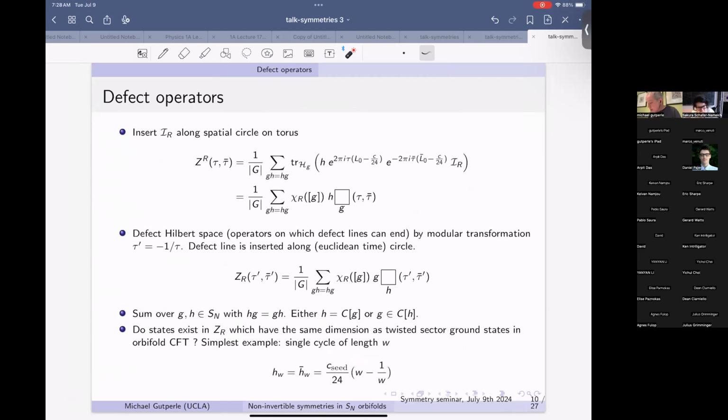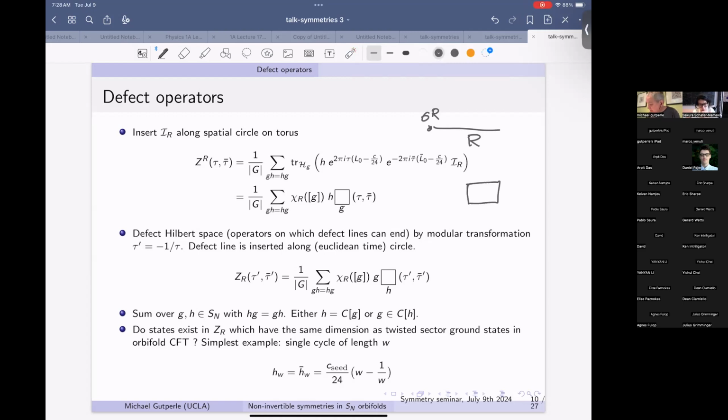Yeah, so obviously, one of the defining and interesting features of non-invertible symmetries is that you have operators on which a defect line can end, and this is what I would call defect operators. There are too many defects floating around, but that's what I mean. The way we can get at them, as has been done in the RCFT case, and we're doing the same here, is that you use modular invariance.